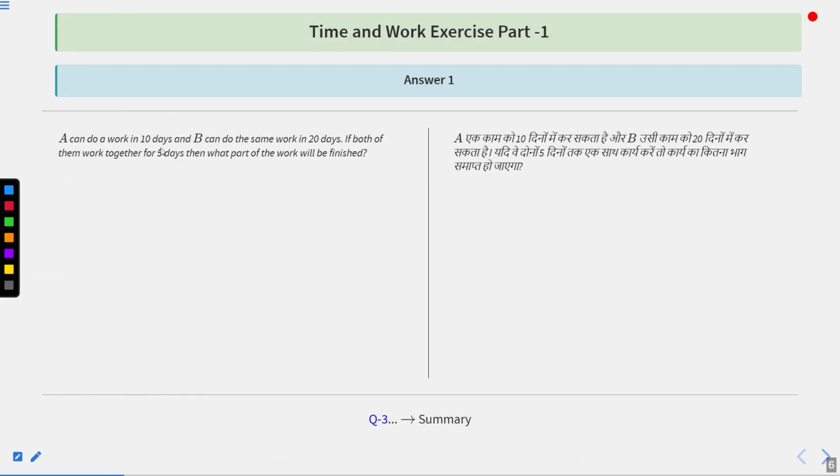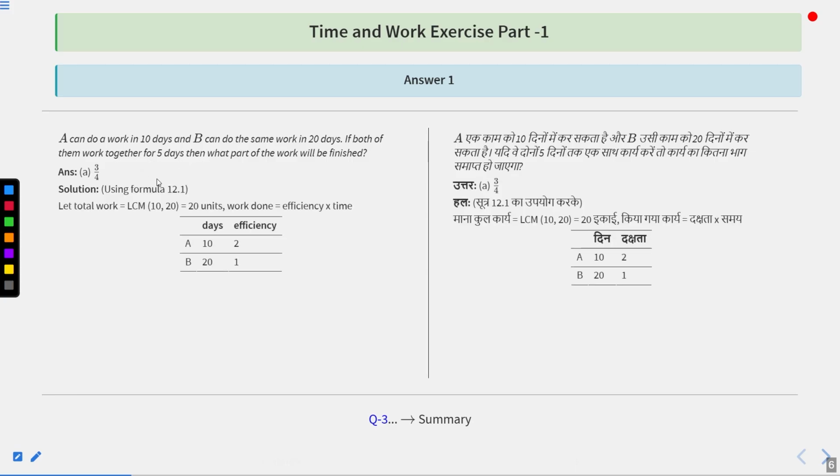So A can do a work in 10 days and B can do the same work in 20 days. And it is asked that if both of them work together for 5 days, then what part of work is finished? So we're using formula 12.1. So let the total work be the LCM of 10 and 20, that is 20 units. It is our total work.